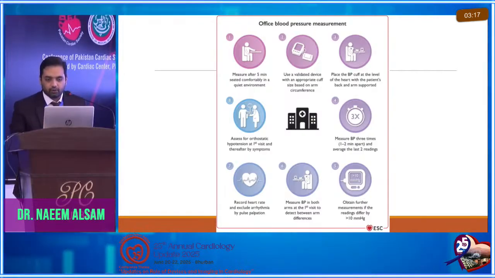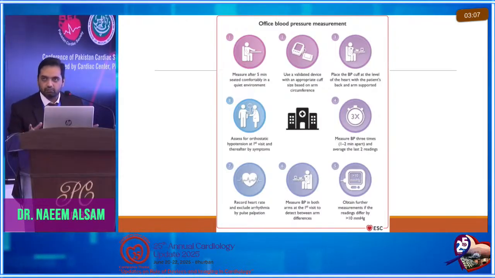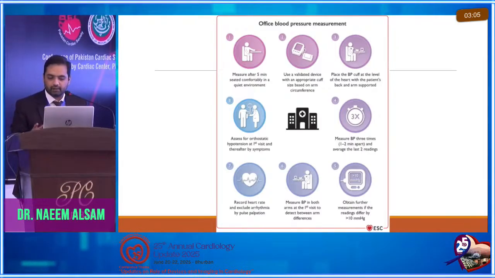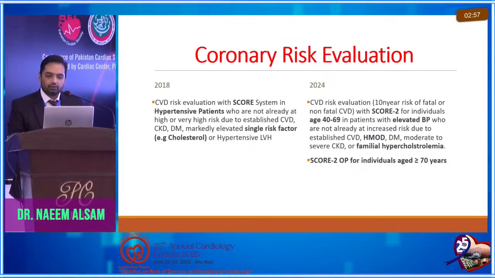This is the protocol for blood pressure measurement in office. The patient should be seated, use a validated device, with the cuff at the level of the heart. Take three readings and average two. Obtain two further readings if there is more than 10 mmHg difference in the previous readings. Measure both arms, record heart rate, and also check for orthostatic hypertension at the first visit.